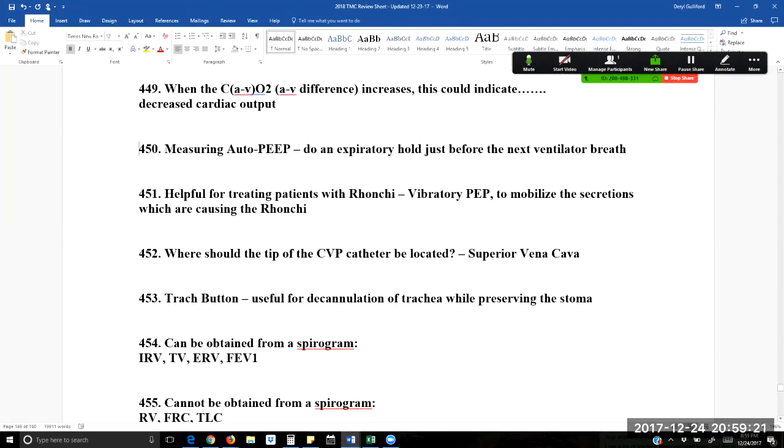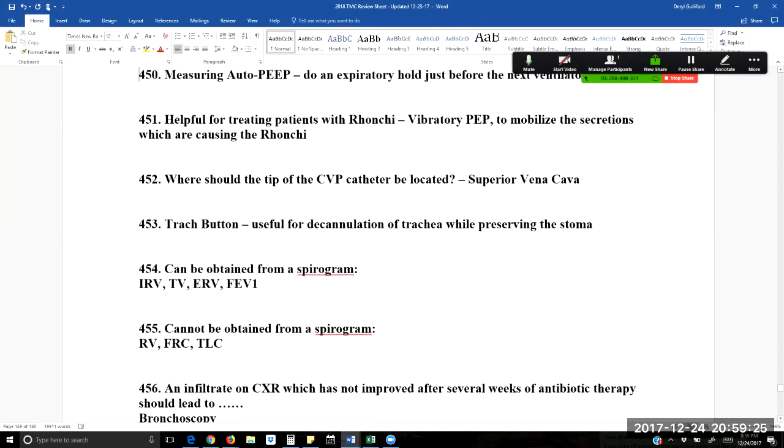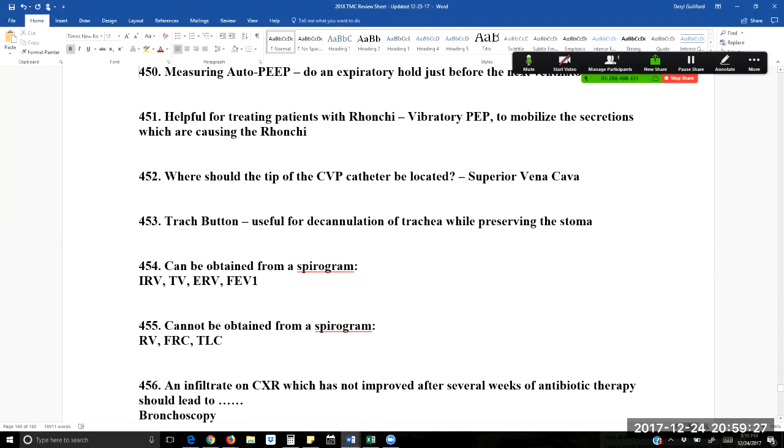Tip of the CVP catheter, superior vena cava. That's where it needs to be. Trach button is useful for decannulation of the trachea while preserving the stoma. I bet you've seen patients with a button in place. They no longer have a trach, but we're not comfortable yet closing the stoma, so we give them a button, and it just preserves the stoma.